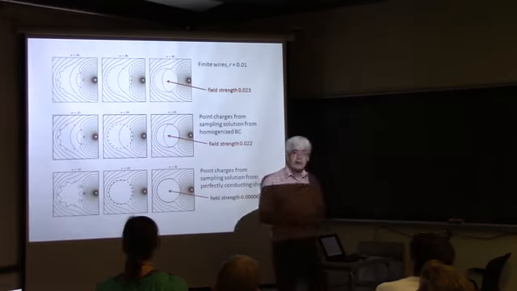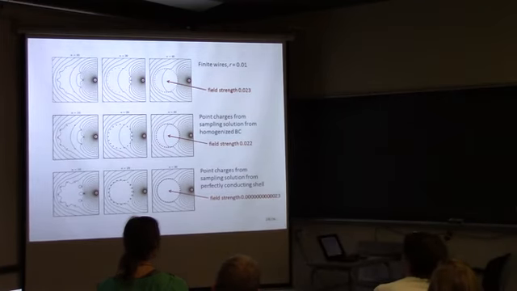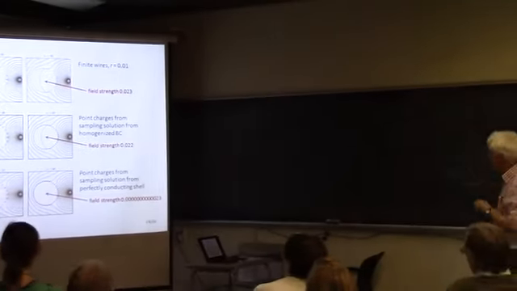So you can get exponentially good screening with point charges. Unfortunately, the Faraday cage doesn't give you the right charges. I don't quite know what this last problem is. I can read it. Okay.